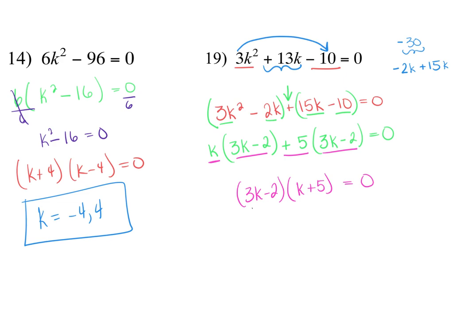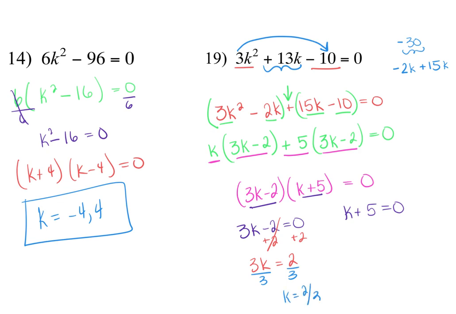So now I'm going to take the 3k minus 2 and set it equal to 0. And the k plus 5 and set it equal to 0. And now I just have basic solving. Over here I'm going to add 2 to both sides. I have 3k equals 2. Then I need to divide by 3, because it's with the k. So I have k equals 2/3. Over here, I just have to subtract a 5. So k will also equal -5. So my 2 answers here are positive 2/3 and -5.